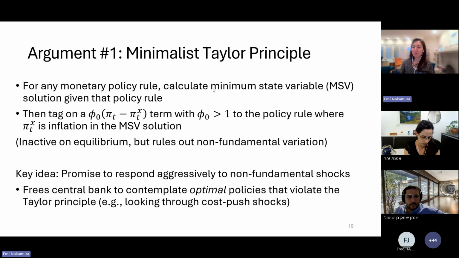But perhaps there are some times when you think that the shock is obvious enough. Maybe COVID was one example of that. It was obvious enough that it wasn't a non-fundamental shock, that the central bank might be able to identify those shocks, respond less aggressively to them, and still maintain a reputation for inflation fighting. And arguably, that's what a number of central banks around the world, including the Fed, actually did during COVID. So clearly this depends a lot on reputation, but perhaps there are times when the central bank has built up enough reputation to be able to do that.